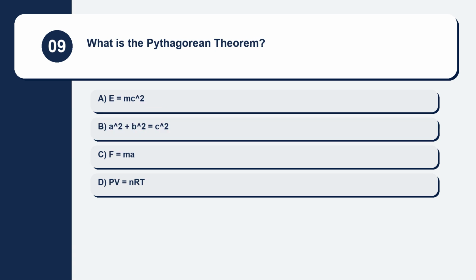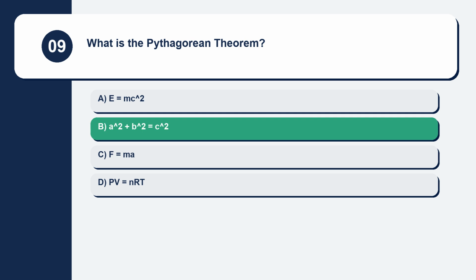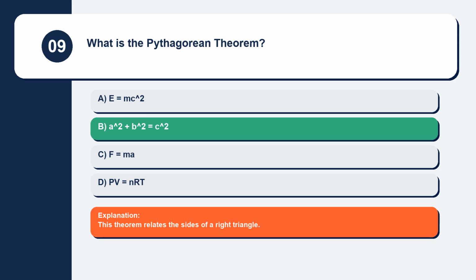Question 9. What is the Pythagorean Theorem? E = mc^2. a^2 + b^2 = c^2. F = ma. PV = nRT. This theorem relates the sides of a right triangle.